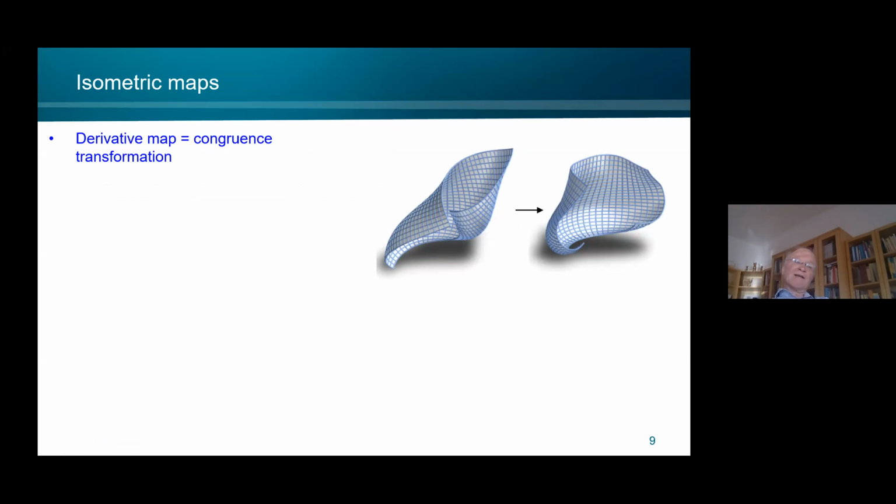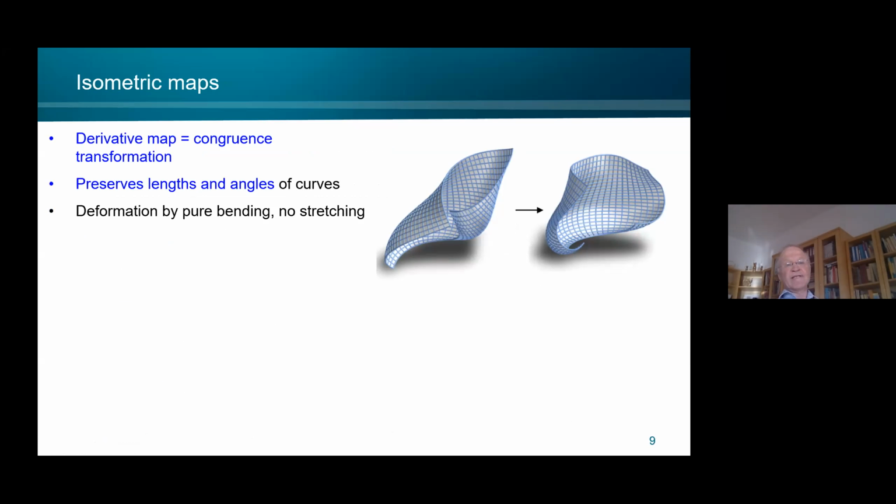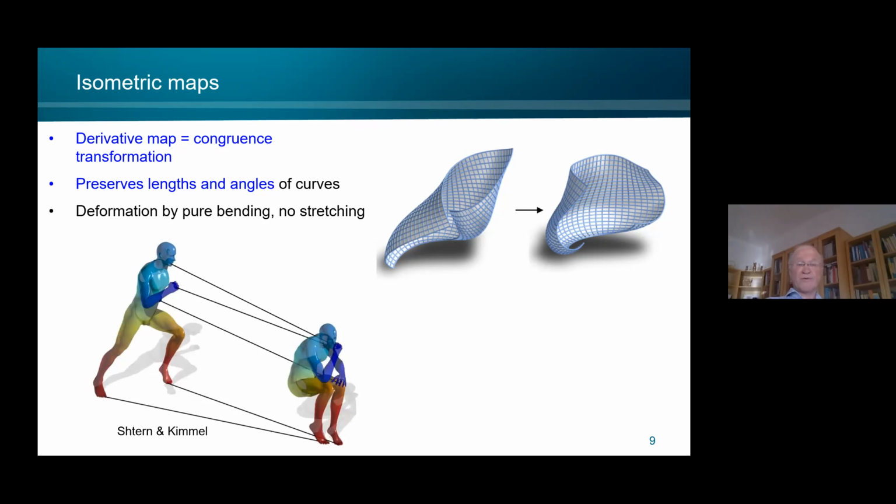Let us now consider an even more special case, namely an isometric map, where this derivative map is a congruence transformation, a rigid body motion, which means such a map preserves lengths and angles of curves. So this is a deformation of some surface by pure bending where there is no stretching.